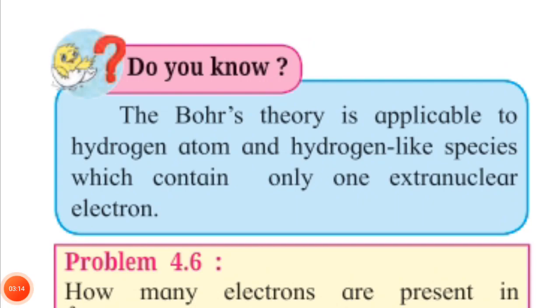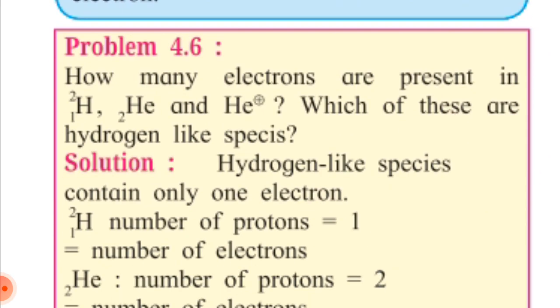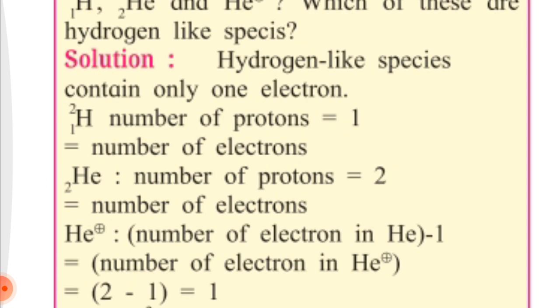Do you know? Bohr's theory is applicable to hydrogen atoms and hydrogen-like species which contain only one extranuclear electron. Problem 4.6. How many electrons are present in 1H2, 2He and He+? Which of these are hydrogen-like species?